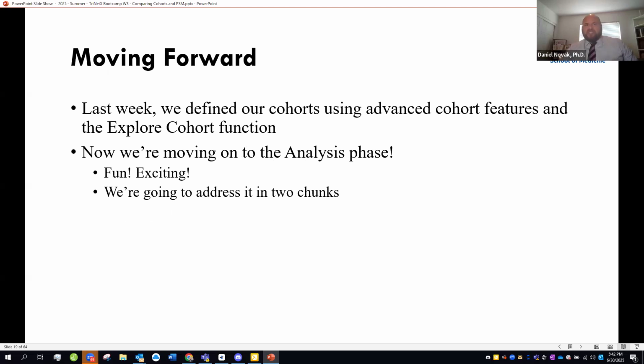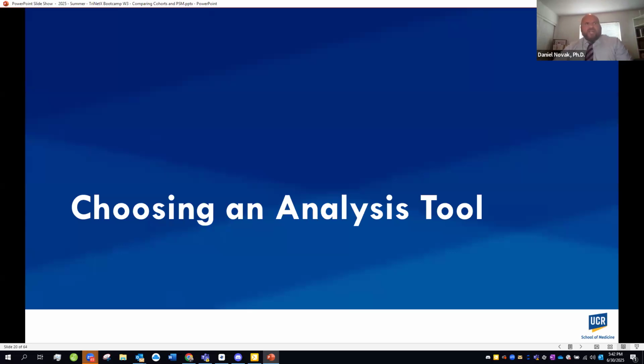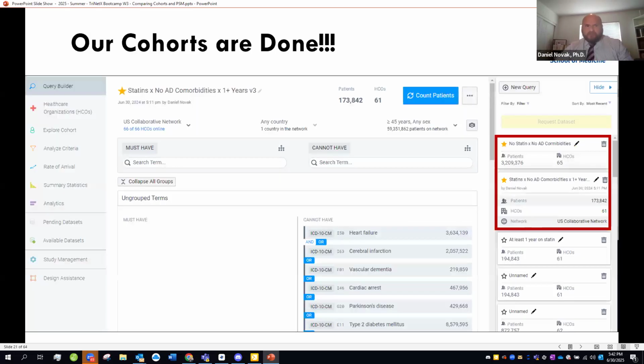And we're going to address the analysis phase in 2 chunks. As I said, this week we're going to assess the pre-analysis, and next week we're going to look at the outcomes and stats. So TriNetX has a lot of analysis tools built into it, and you may be familiar with some of it from having done some of your own work so far. But once your cohorts are done, hooray, our cohorts are completed. We've completed some really nice development for them.